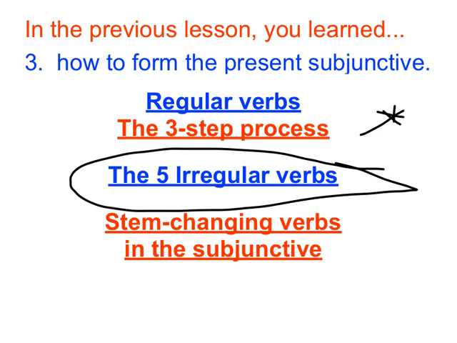And then finally, we have the stem-changing verbs in the subjunctive. AR and ER verbs that stem change in the present indicative will stem change exactly the same in the present subjunctive. However, the IR verbs, you need to be careful with those. IR verbs that stem change in the present indicative will stem change in the present subjunctive, but in every single person, including nosotros and vosotros.